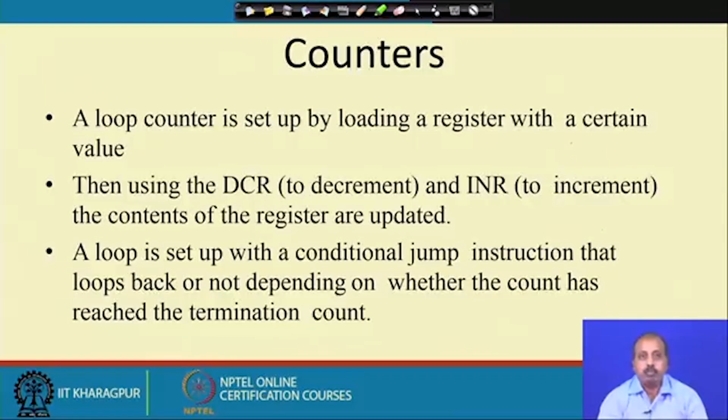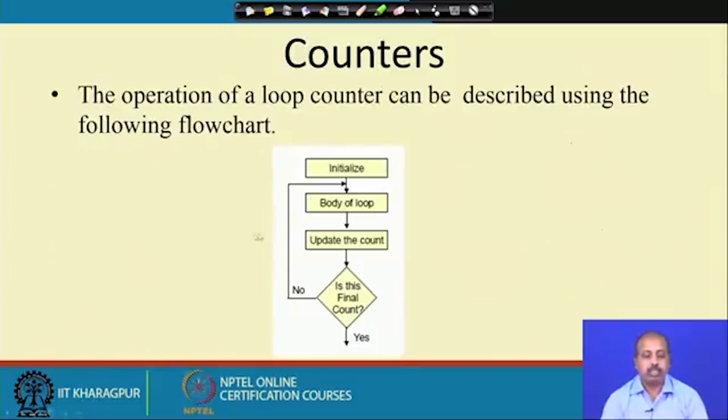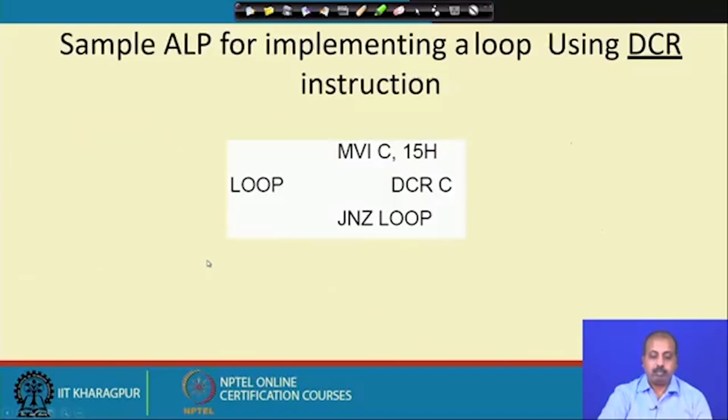A loop can be set up with a conditional jump instruction to loop back, and when the count becomes a particular iteration count or termination count, the loop will terminate. This way you can represent some counters. The typical counter structure looks something like this. First there will be some initialization, then the body of the loop, then update the counter. Have we reached the final count? If yes, it will come out, and if no, it will go back to the body of the loop. This is how the loop counter is represented in the form of a flowchart. We will see how these are implemented in programs.